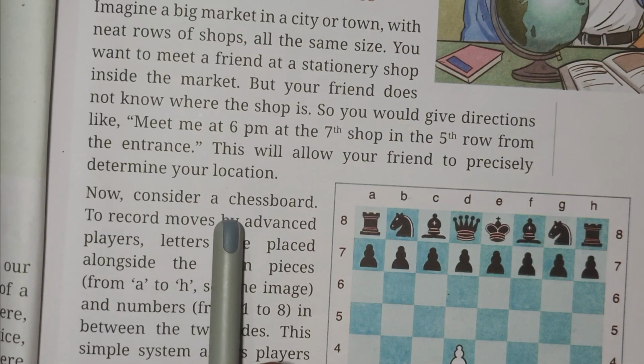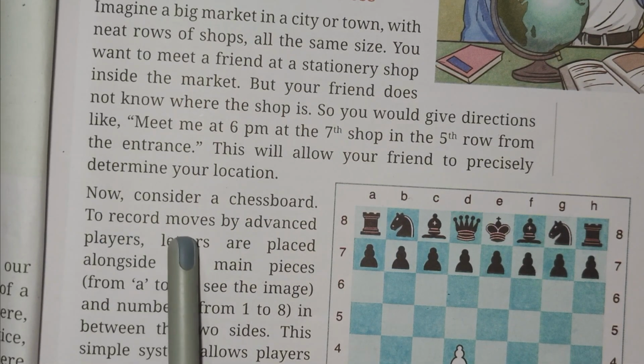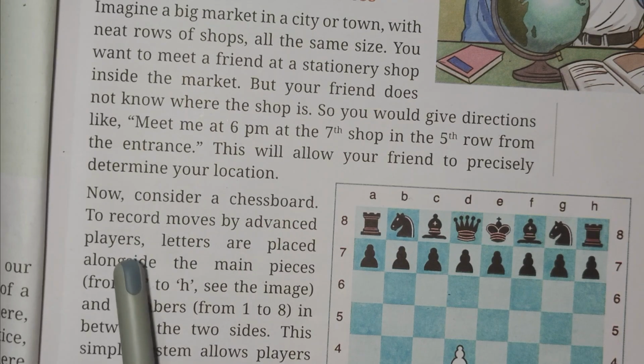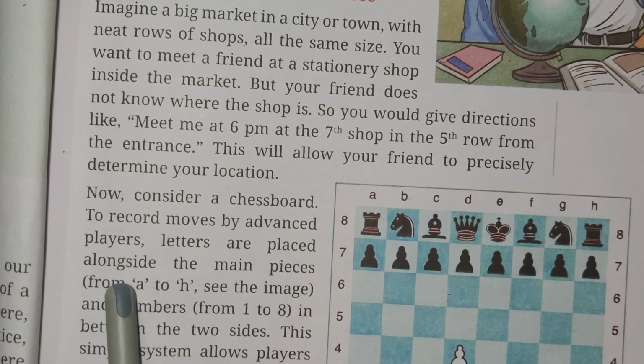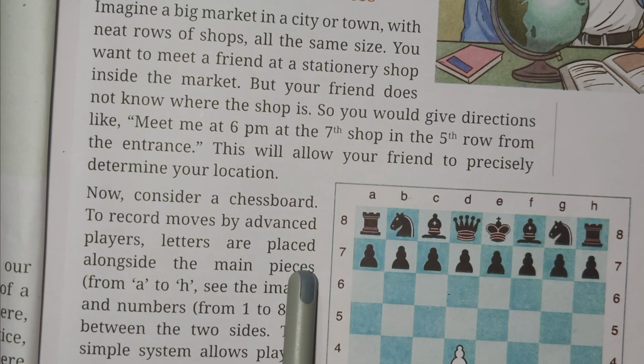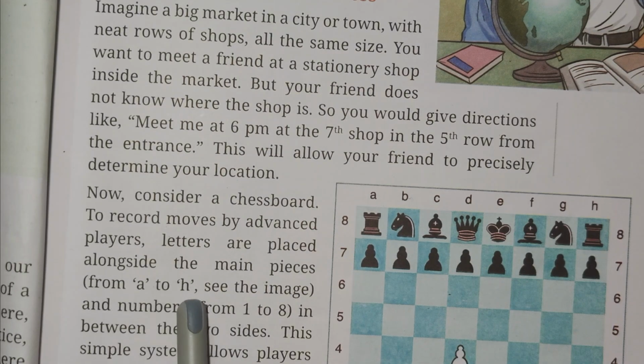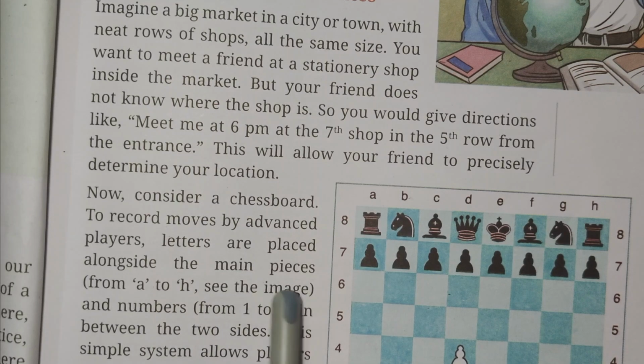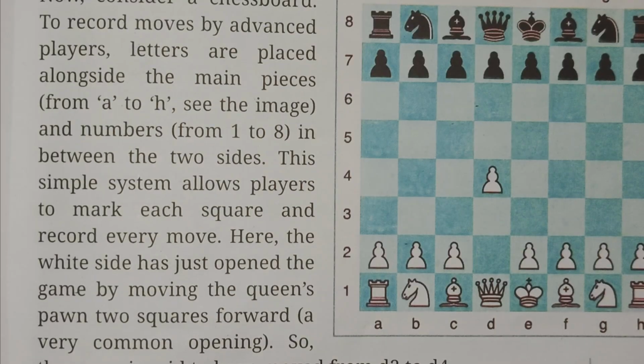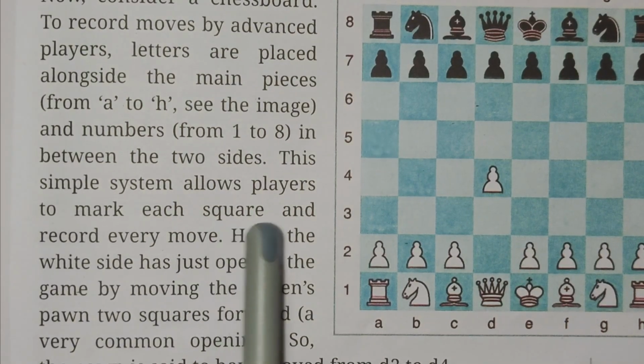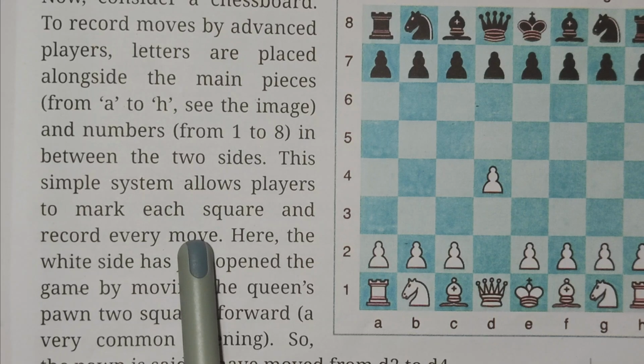Now, consider a chessboard. To record moves by advanced players, letters from A to H are placed alongside the main pieces, see the image, and numbers from 1 to 8 in between the two sides. This simple system allows players to mark each square and record every move.